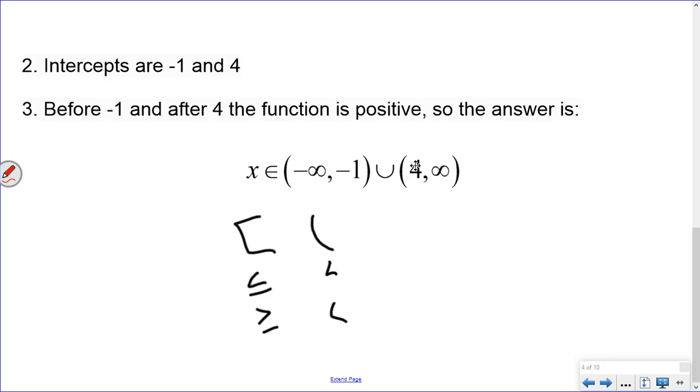And then this symbol in between, this U-looking symbol here, is the union. That says that it's this group of numbers and this group of numbers. That's where x falls. Those are the possible answers for x.